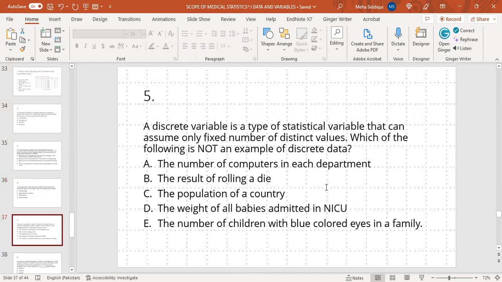MCQ number 5. A discrete variable is a type of statistical variable that can assume only a fixed number of distinct values. Which of the following is not an example of discrete data? The number of computers in each department, the result of rolling a die, the population of a country, the weight of babies admitted in neonatal ICU, or the number of children with blue colored eyes in a family. D is the right answer: the weight of a baby admitted in NICU.